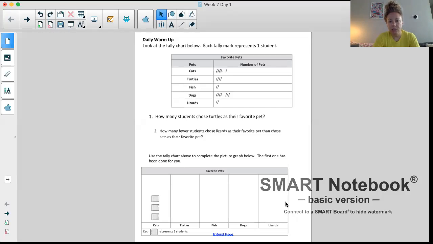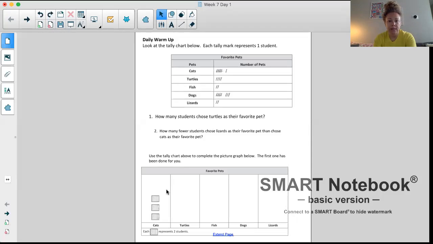Miss Fifield here to walk you through your week 7, day 1 of your new packet. So if you have that, go ahead and grab it, grab a pencil. If not, just grab a piece of paper and we'll get started. Your daily warm-up says, look at the tally chart below. Each tally mark represents one student.